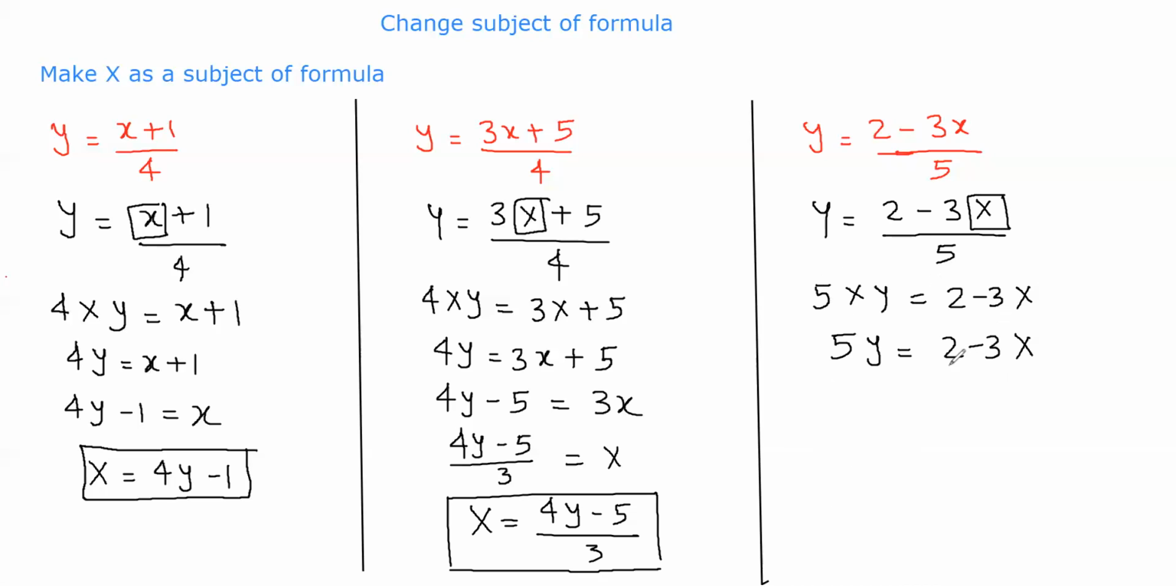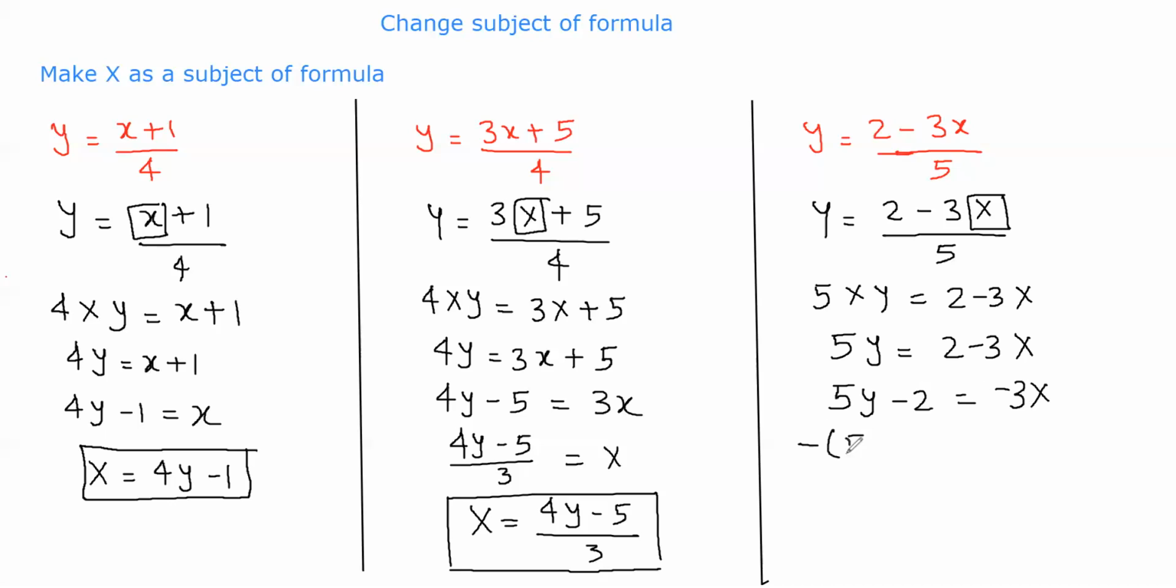Now, this is 2. You can see there is no sign between that, which means it is positive. So whenever I shift it to the other side, that will become negative. And that is still negative 3x. Now, I want to make this negative 3x a positive 3x. So how can we make it? Times by negative. Yes, we have to multiply this equation by a negative.